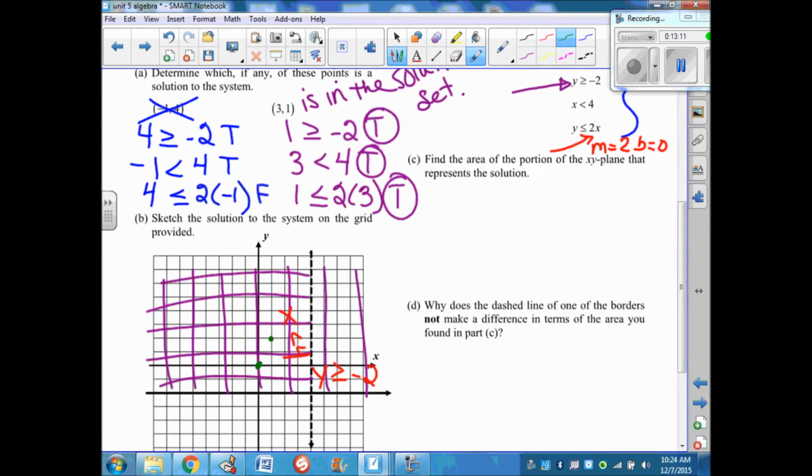And we're going to go up to the right 1, or down to the left 1. And it's going to be another solid line. Again, you're looking for that accuracy. Use your straight edge. Don't freehand those lines. Our shading for that one, y is less than, so that's going to go below that line that we just graphed.